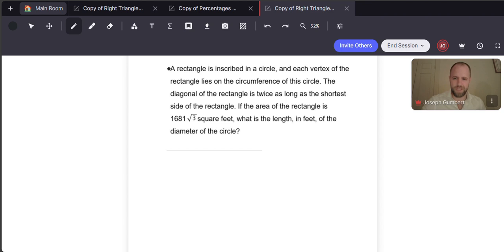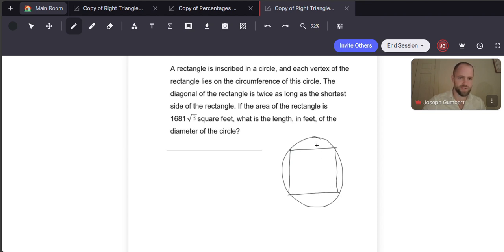So this question says a rectangle is inscribed in a circle and each vertex of the rectangle lies on the circumference of the circle. The diagonal of the rectangle is twice as long as the shortest side of the rectangle. If the area of the rectangle is 1,681 root 3 square feet, what is the length in feet of the diameter of the circle? So what I'm going to do first, as with really any geometry or trig question, I'm almost certainly going to make a quick drawing first.